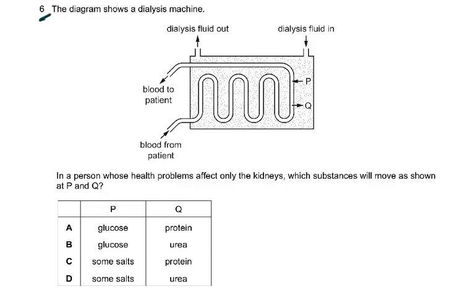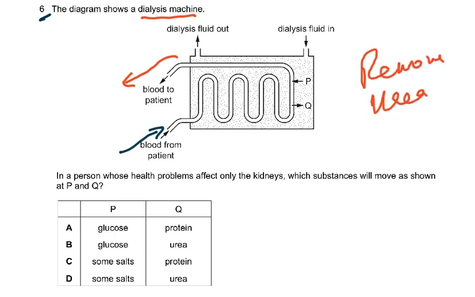This is a little difficult question number 6. Now, the diagram shows a dialysis machine, dialysis fluid out, dialysis fluid in. So this is the blood from the patient going in here, and then it is coming out here and going back into the patient. So basically, what is a dialysis machine for? It is to remove the urea because the kidneys have failed.